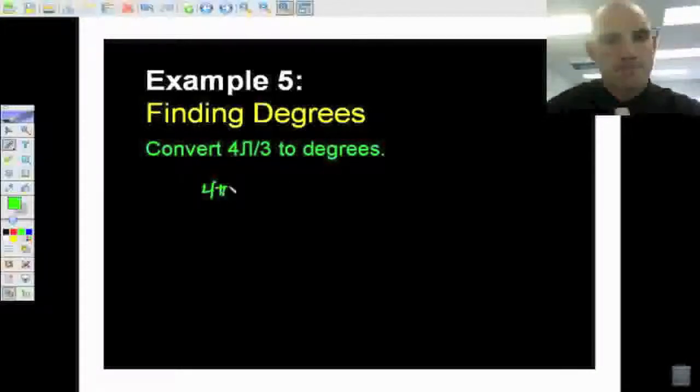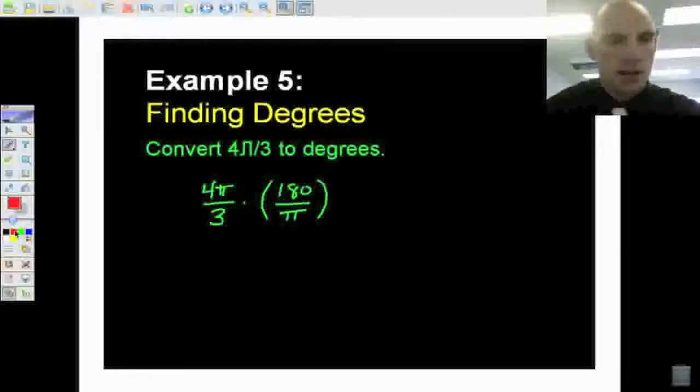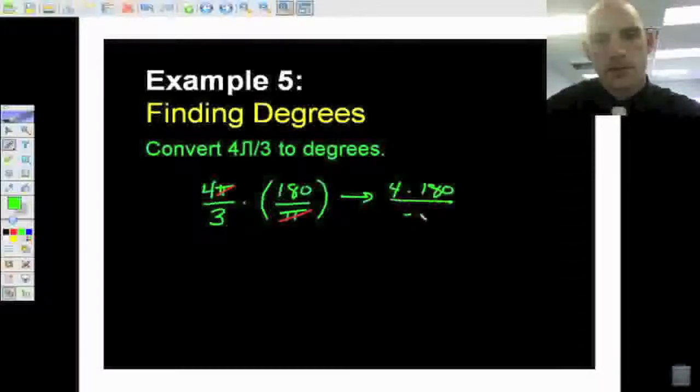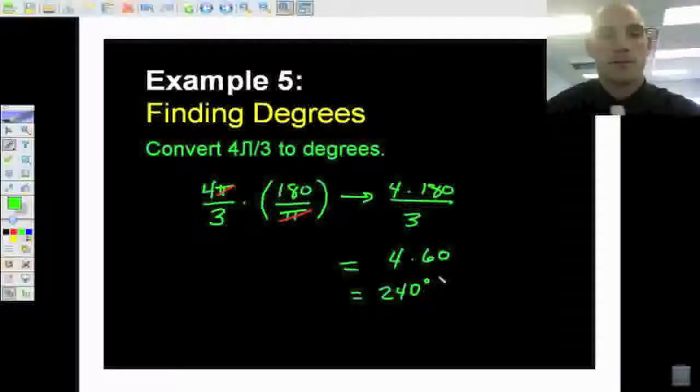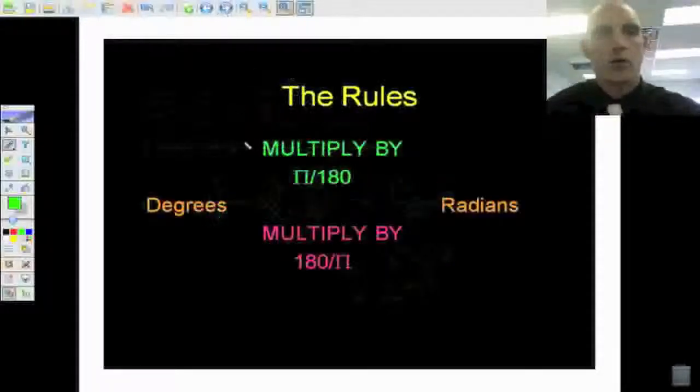4 pi over 3 times. What is it that I want? It's degrees. When I cancel these things out, I've got pi canceling here, pi canceling here. I'm going to go on top with 4 times 180, but I'll divide this by 3. So this is 4 times 180 over 3. I'm going to do 180 divided by 3, which is 60. So I'm going to have 4 times 60, 240 degrees right there. That's how we do this.